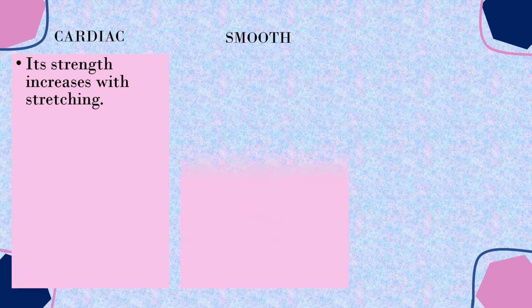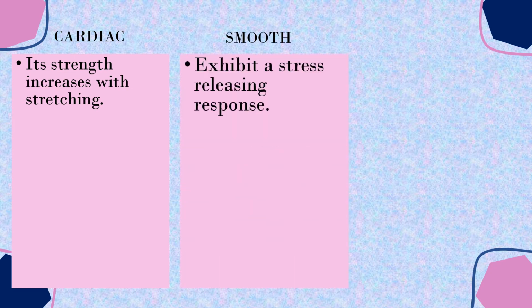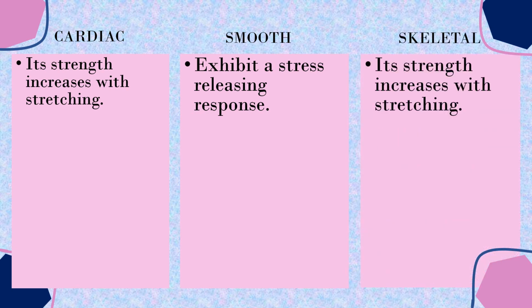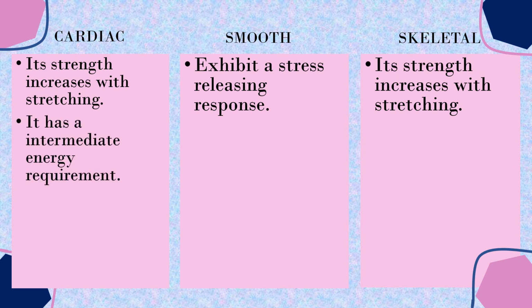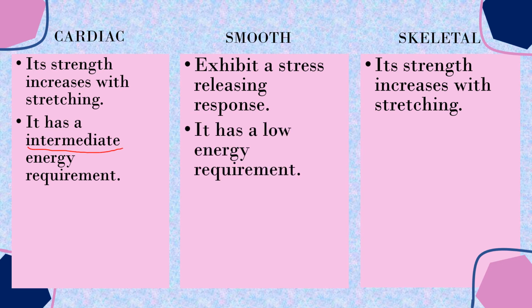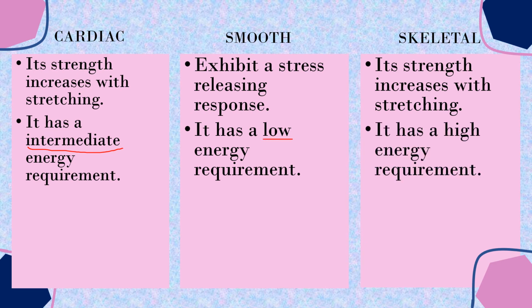Smooth muscle tissue exhibits a stress-relaxation response, which permits the muscle to stretch, contract, and relax as the organ expands. And skeletal strength increases with stretching, the same as cardiac muscle tissue. So how about its energy consumption? Cardiac has an intermediate energy requirement, and smooth has a low energy requirement. Skeletal has a high energy requirement because of its voluntary actions.